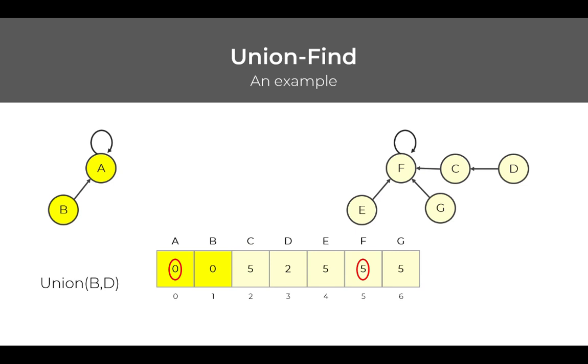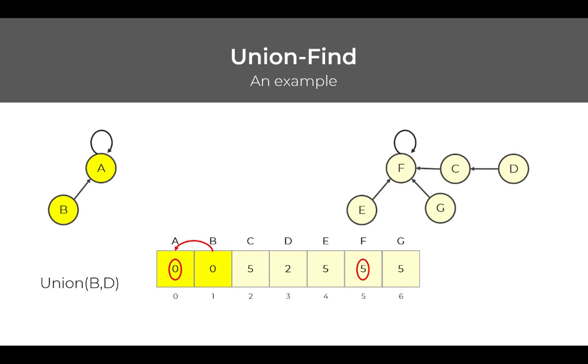Now I want to do the union between B and D. So again, I need to find the root of both components. So for A, it's pretty straightforward. I'm looking at the root for the component B, which is perhaps at position 0. I go to position 0, and I can see that at position 0, I've got the value 0, and therefore I'm at the root, and the root is A.